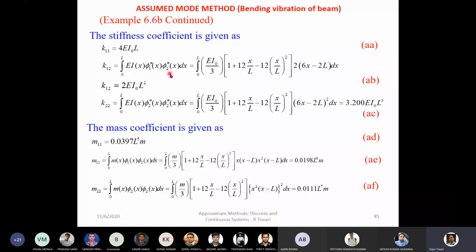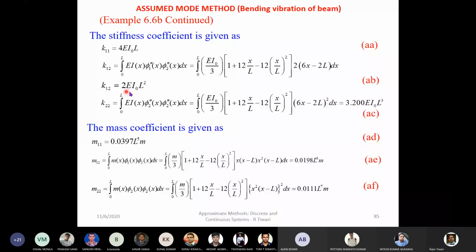Here the first one is the EI, this term. Phi1 double prime was only 2. Phi2 double prime we obtained in the previous slide, that was 6x minus 2L. So now we need to multiply this, then integrate and put in the limits. Then we'll find that K12 will be this.